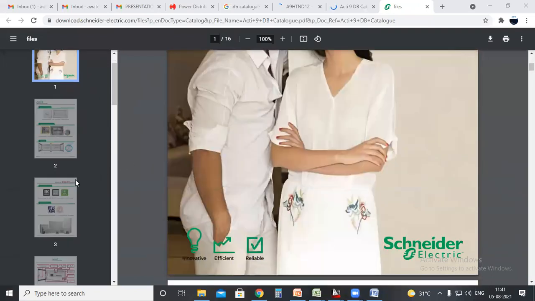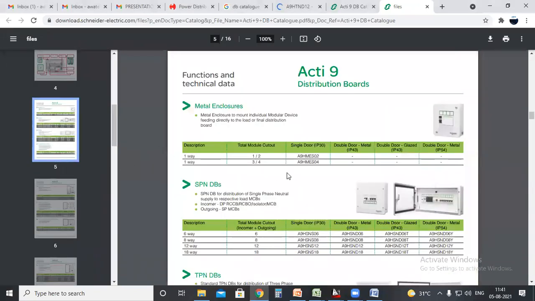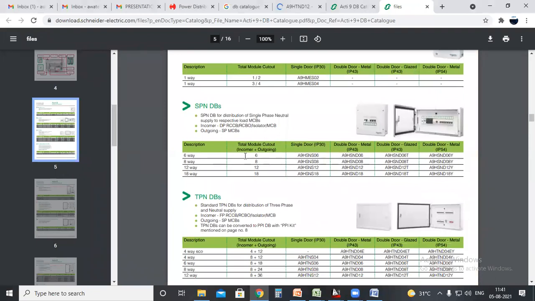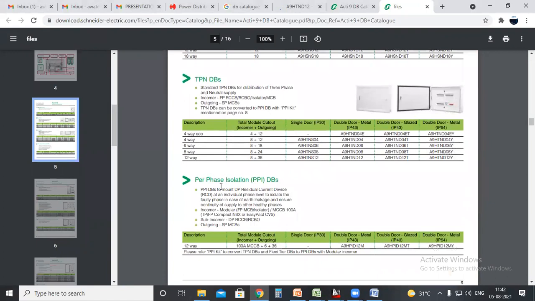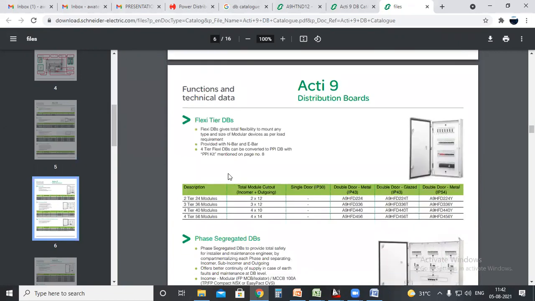So this is taken from Schneider. SPN DB, TPN DB, per phase isolation DB. Per phase isolation DB is also similar to the 7-segment DB. Each phase will have a separate isolating device, that is per phase isolation DB. Flexi tier DBs means you can have many circuits in a single row. Flexi DB gives total flexibility to mount any type and size of modular device. So the application is the same, but the appearance and the compactness will be different.